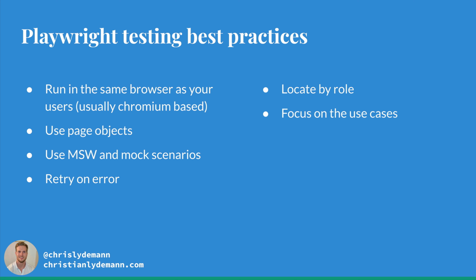For example, you can make sure that the right error state is shown given that a certain HTTP request is failing. You can do all this with mock service worker and this mock scenarios technique I'm going to cover here as well. Retry and error. I recommend you do at least one retry in Playwright, which is also going to be shown in the to-do monorepo repository, how to set that up, but it's basically built into Playwright.